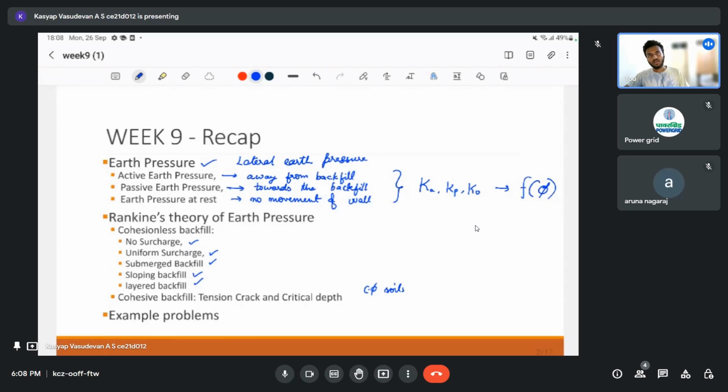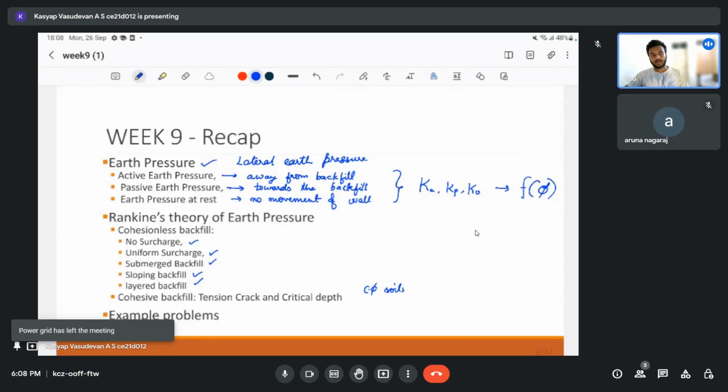Due to this cohesion, tension stress is developed, and due to this there is a tendency of cracking during our active state. This crack is called a tension crack, and that was also discussed. Towards the end of the week, sir also solved a lot of problems of different cases. Today we will solve a few problems, and let us see how it goes.